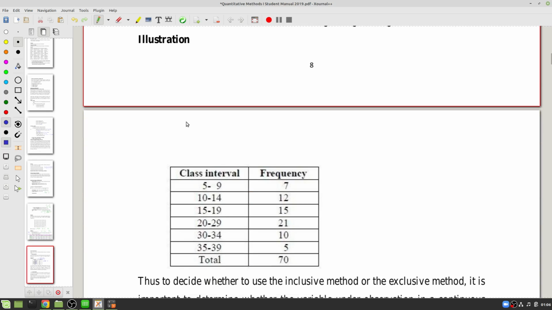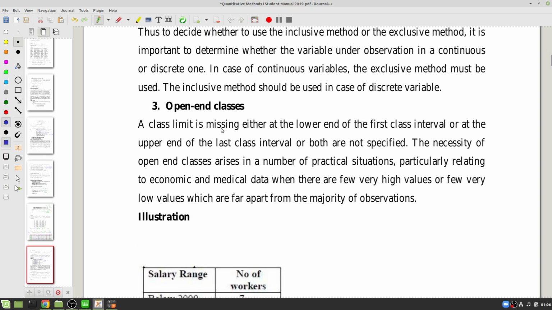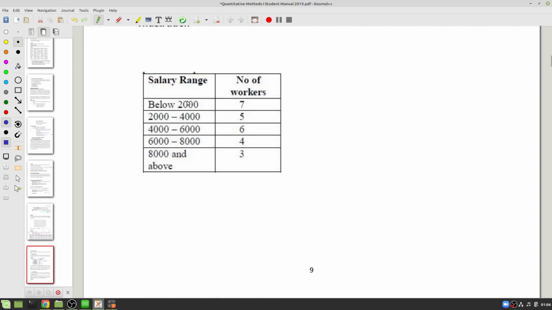So in this case, they don't tell us what these numbers mean, and that's fine. Open-ended classes are just something like below 2,000. So it doesn't say where it starts. It just says anything below 2,000 is in that class, and anything above 8,000 is in this class. So it's just open-ended. There's no upper limit here, no lower limit there.